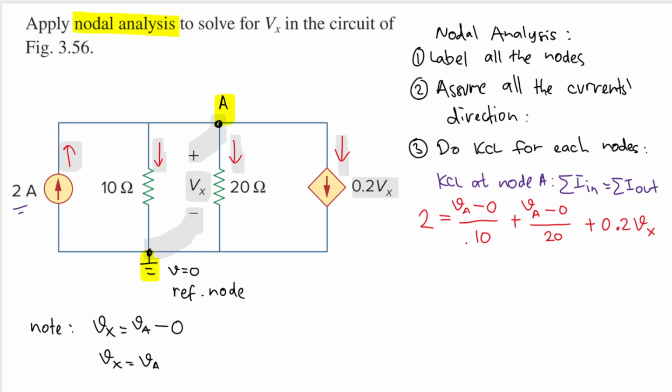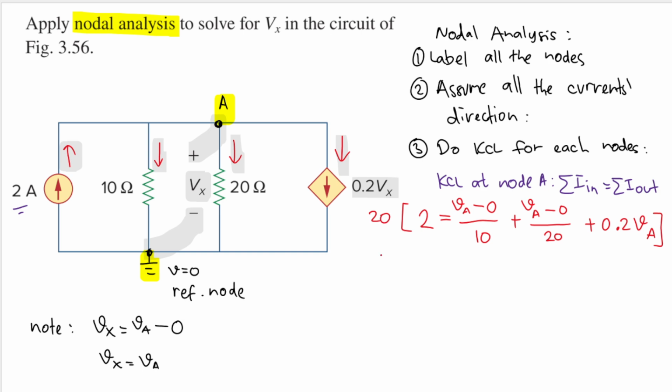Now let's plug that into this equation. So we can change this Vx with VA, right? Because that is the same thing according to this equation here. Good. Now what can we do? I think we can multiply both sides here by 20, to cancel out this one, to cancel out this one, and also to cancel out the decimal value here.